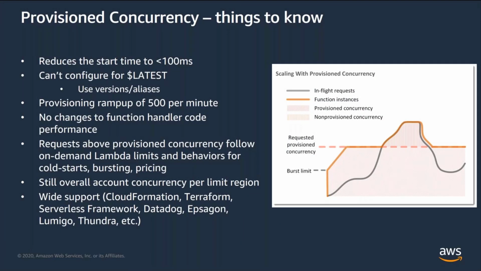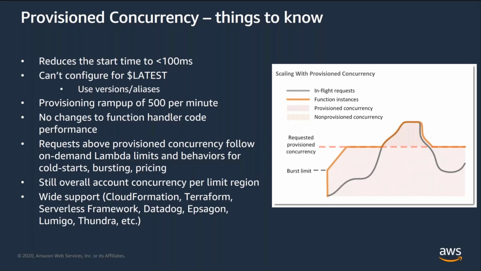There are a few things to know when using provisioned concurrency. First, it reduces the start time to double-digit milliseconds, and you'll see this in the X-Ray reports if you use X-Ray for tracing. PC can only be configured on a published version or alias of a function, by the way, and not on the latest version of the function.